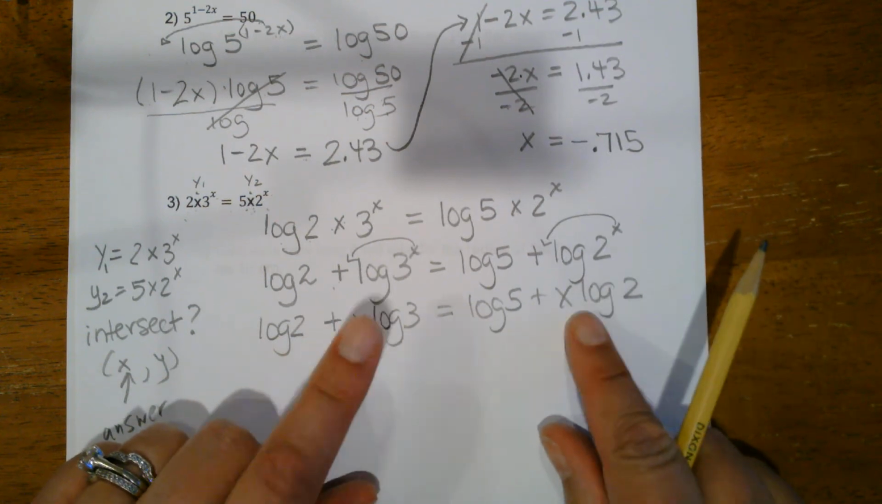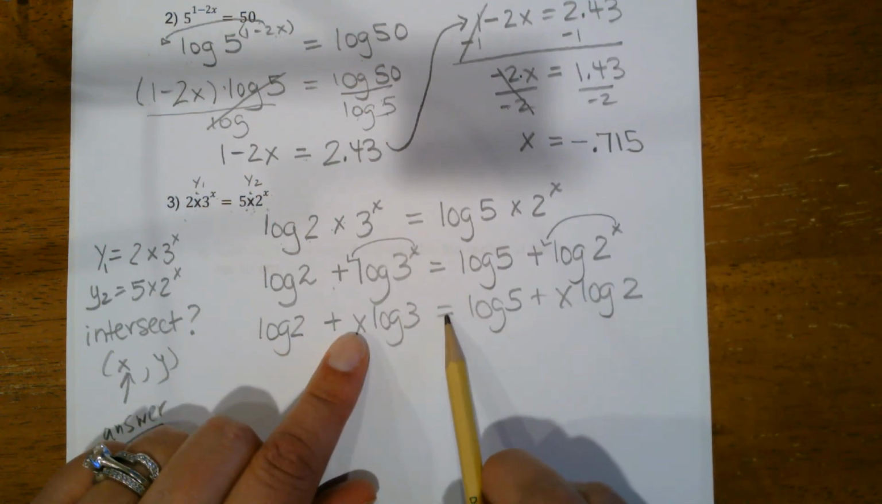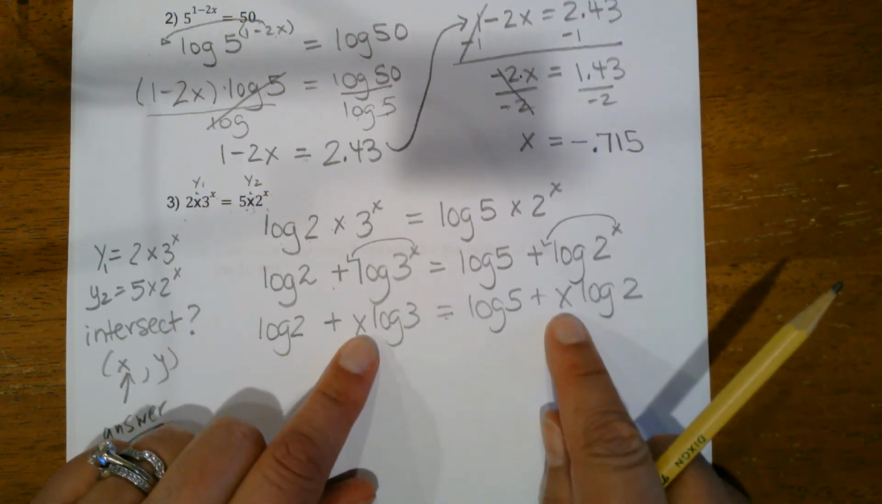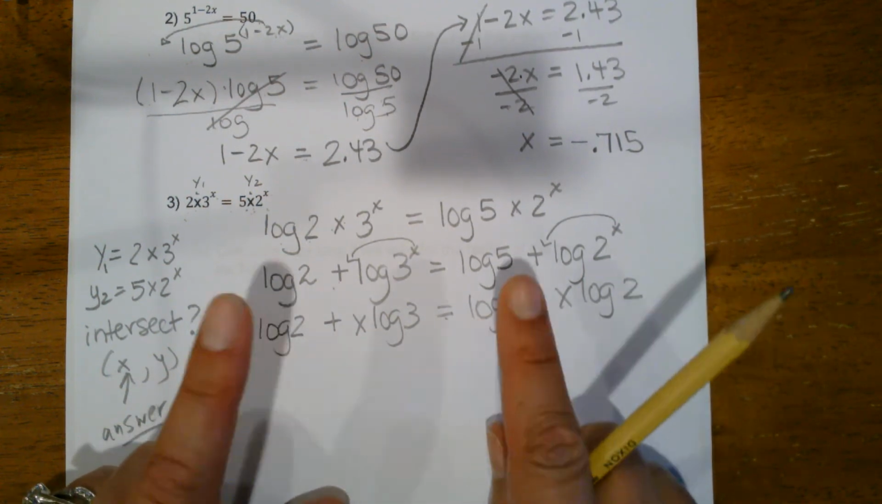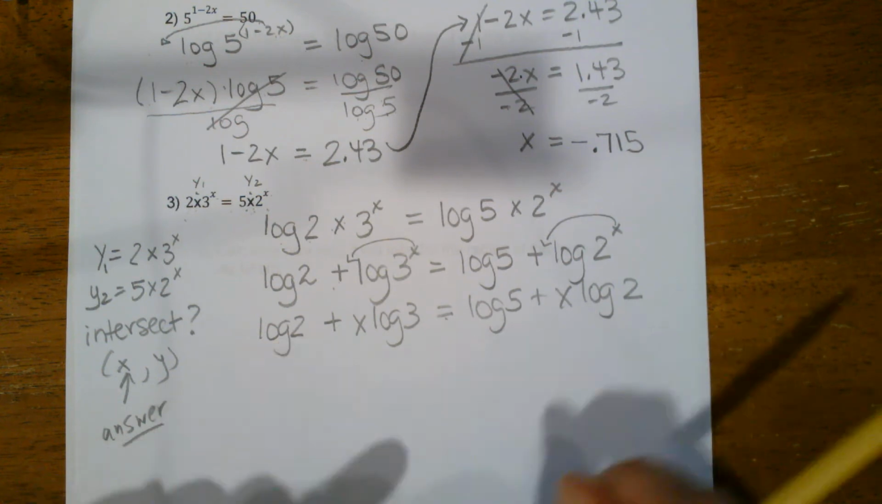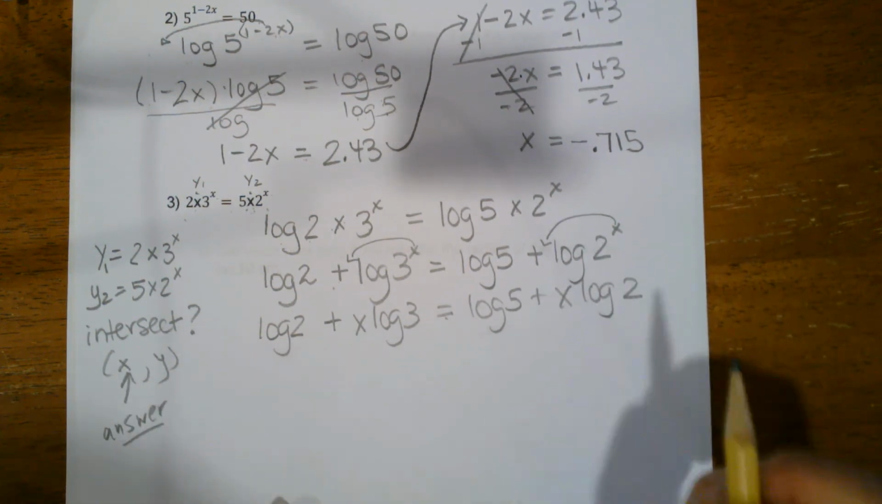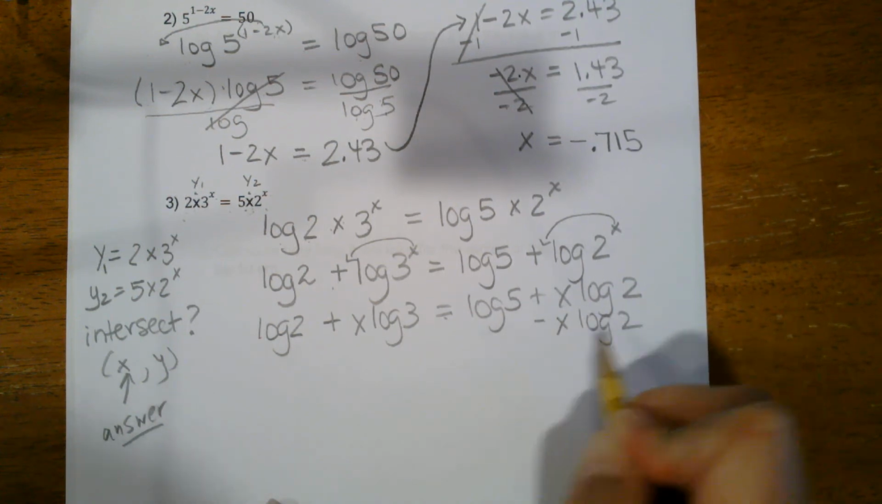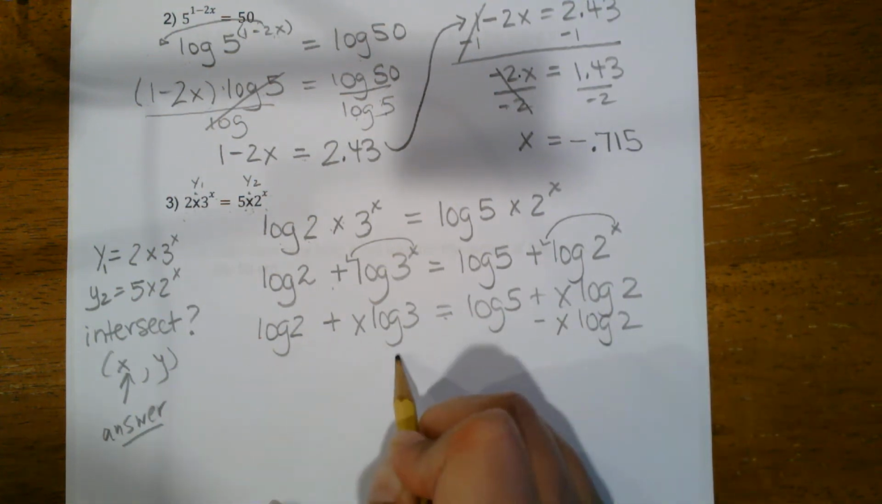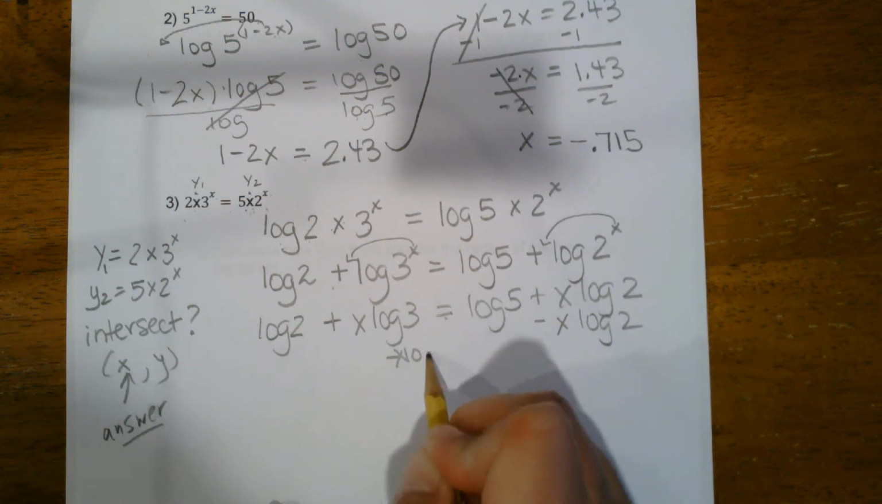Okay, now we have some simplifying to do, and we have some moving around to do. You see how these two x's are on different sides of this equal sign? We got to get these two together. You see how these don't have any x's next to them? We got to get these two together. So we need to move things around. First, I'm going to subtract it, and I'm going to subtract it over here, x log 2.